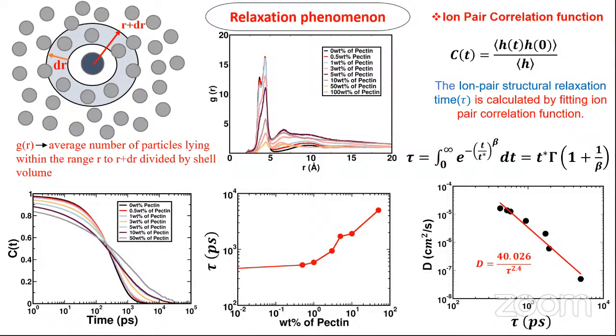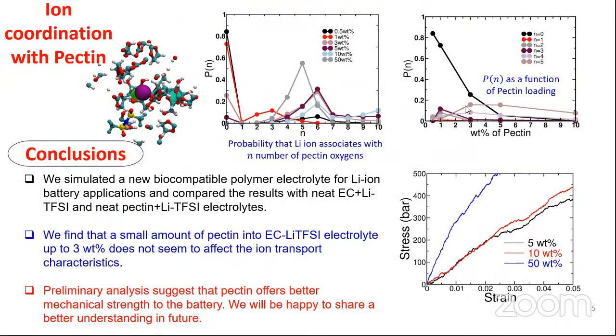Then in the D versus tau graph, we see that our beta, the degree of stretching, is 2.4 something. So from this we can say that D and tau are not simply directly correlated, and there is something from the interaction of pectin, the interaction of the pectin oxygen atoms with the lithium ion. We studied the ion coordination with pectin, how the lithium ion associates with a number of pectin, and it increases with the increasing weight percentage of pectin, like for 50 weight percentage.